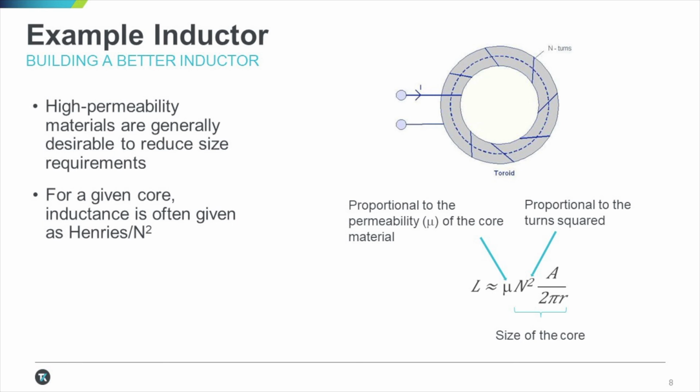In building a better inductor, let's look at the reference equation in the lower right-hand corner of the screenshot above. Inductance is a function of permeability mu. It's proportionate to the number of turns squared and the size of the core. So generally speaking, we would like higher permeability materials as a function of getting a smaller size inductor.